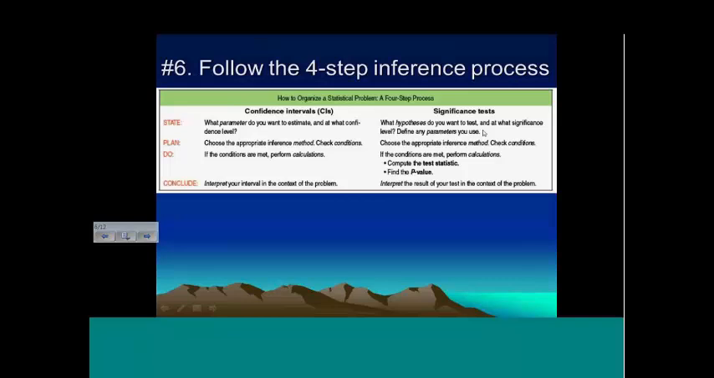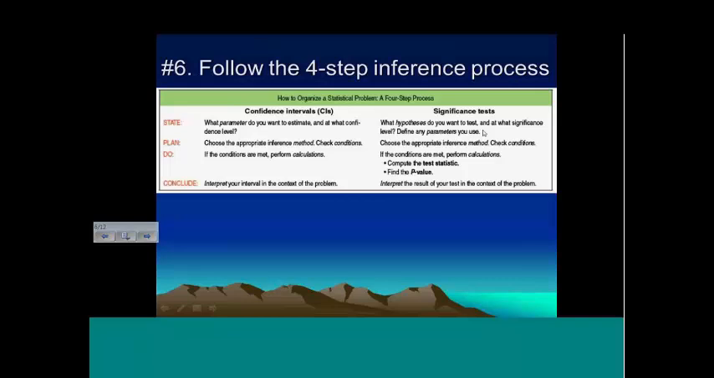Any of the parameters that are used there need to be correctly labeled. So mu for population mean, p for population proportion. And in some cases, the question will require a definition of the parameter. So the mu or the p has to be carefully explained.